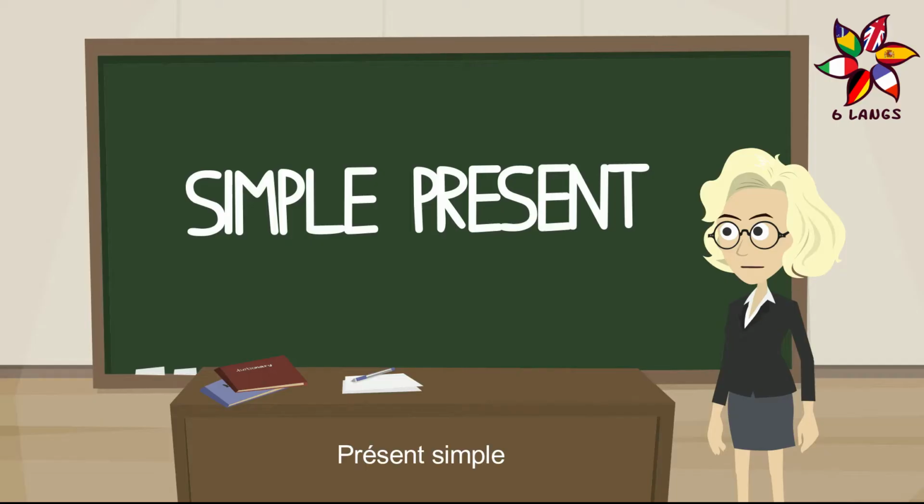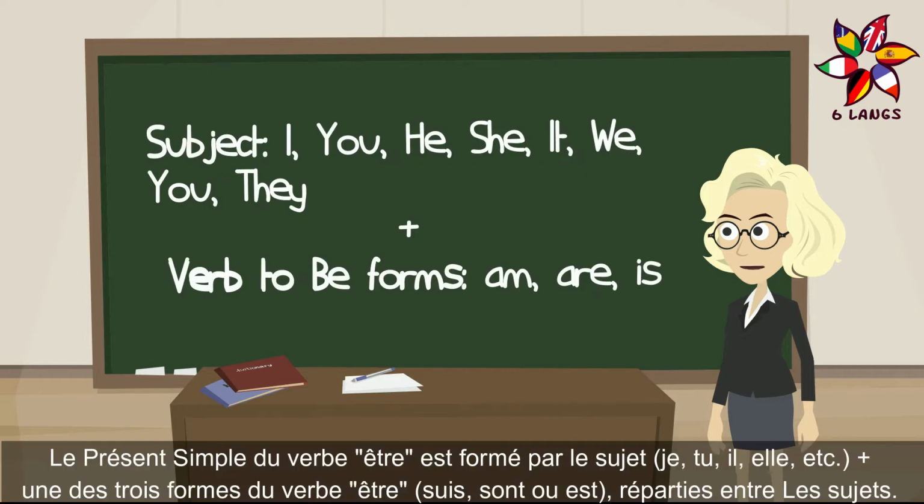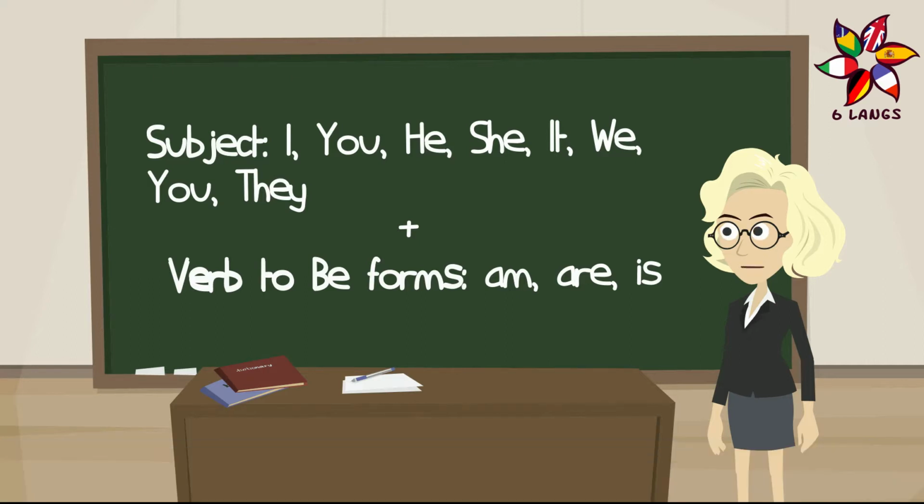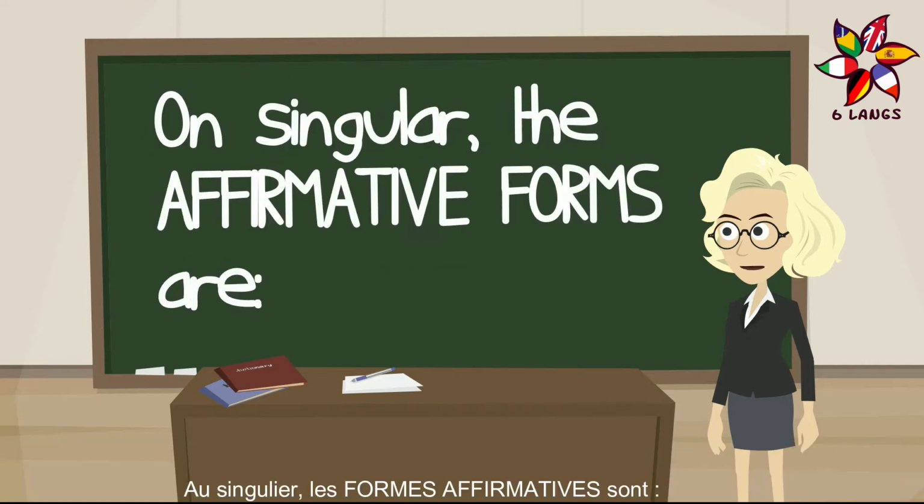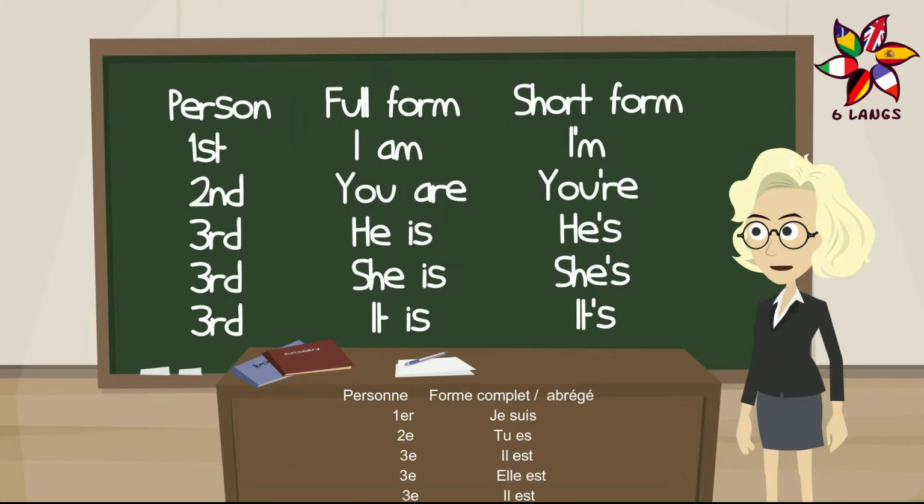Simple present. The simple present of verb to be is formed by the subject, I, you, he, she, etc., plus one of the three forms of verb to be: am, are, or is, distributed between the subjects. In singular, their affirmative forms are: first person, full form, I am, short form, I'm. Second person, full form, you are, short form, you're. Third person, full form, he is, short form, he's.